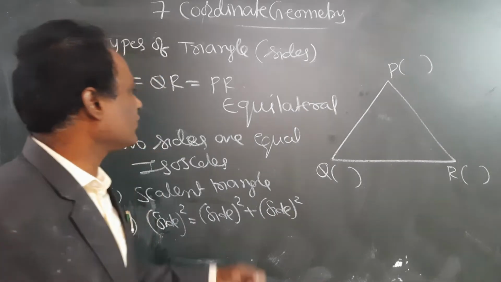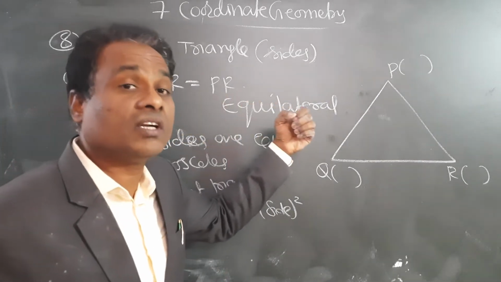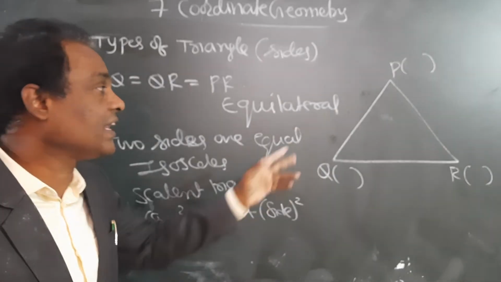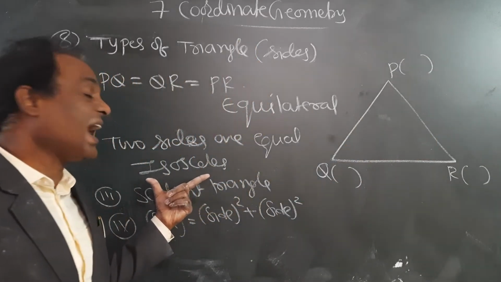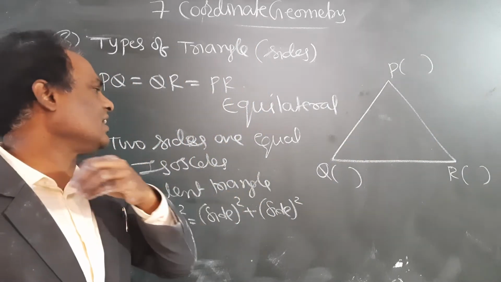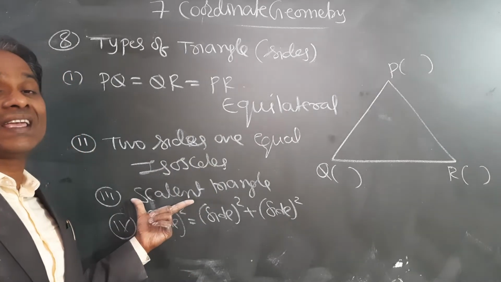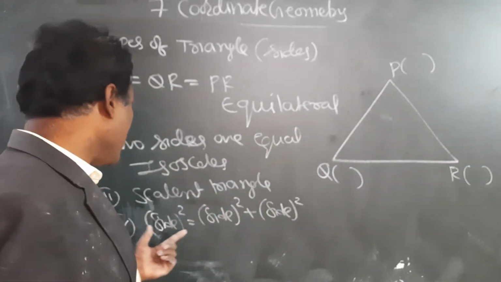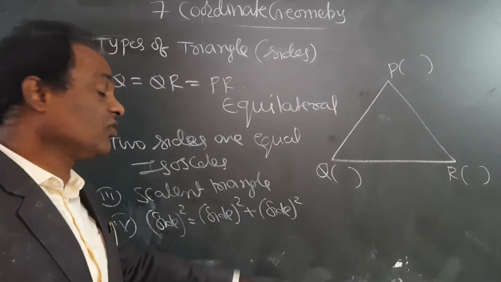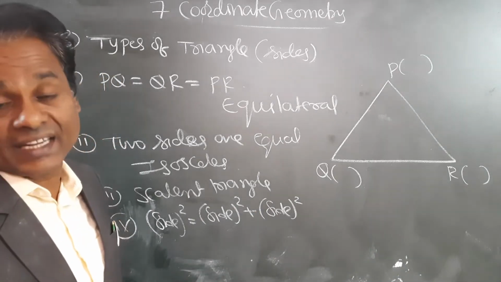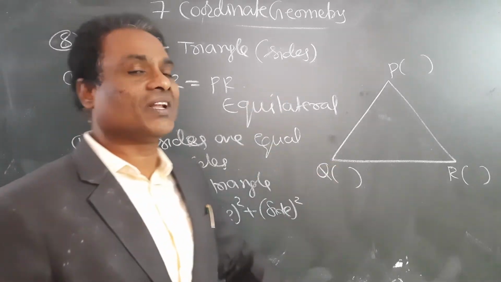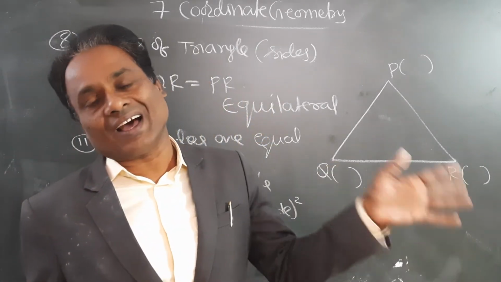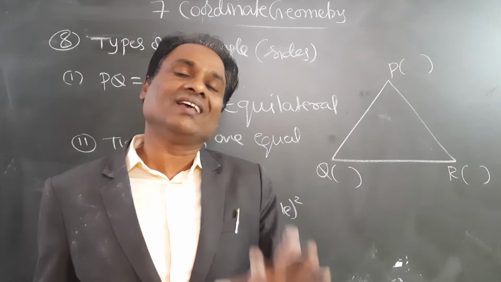If all 3 sides are equal, it is an equilateral triangle. If any 2 sides are equal, it is an isosceles triangle. If all sides are different, it is a scalene triangle. If the bigger side's square is equal to the sum of the squares of the smaller sides, then it is called a right angle triangle. So like this, if coordinates are given, we can tell whether it is an equilateral, isosceles, scalene or right angle triangle.